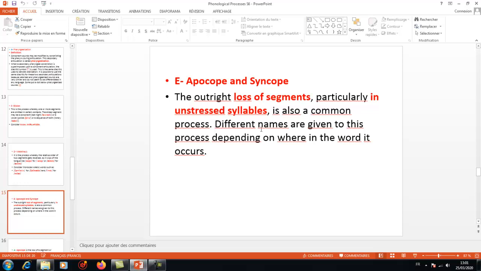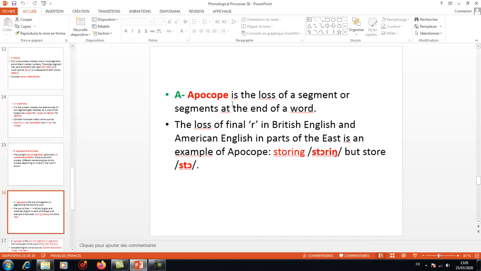So the outright loss of segments, particularly in unstressed syllables, is also a common process. Different names are given to this process depending on where in the word it occurs. Number one, or the first case, apocope, is the loss of a segment or segments at the end of a word. Look at the end of a word here.